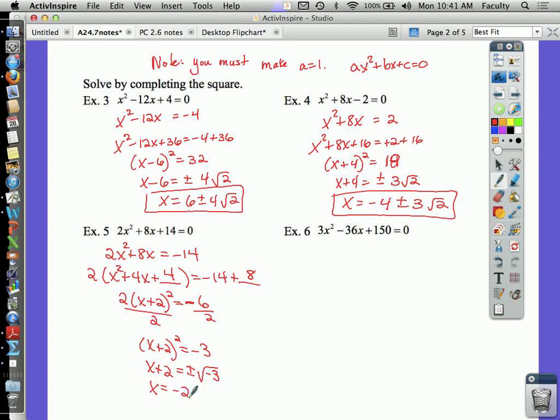So this is -2 plus or minus, and then Noah's absolutely right. Anytime you see a negative under a square root, we pull it out as I. Okay?